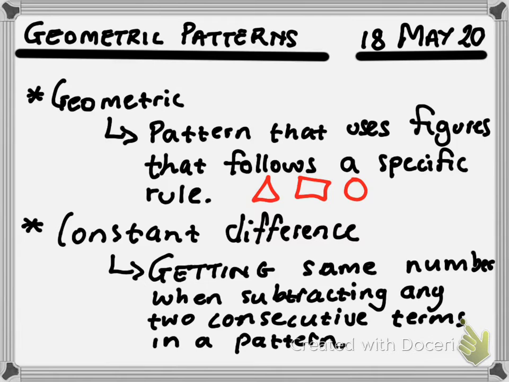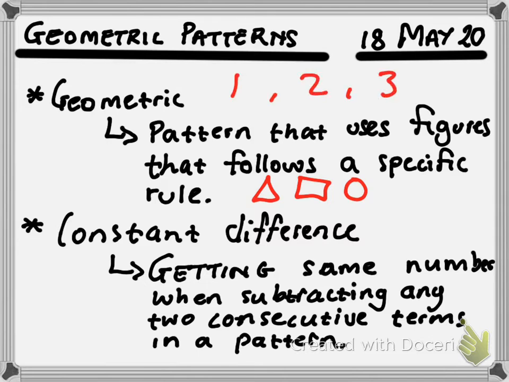So a constant difference, obviously, constant means something that is not changing, and difference is the answer when you subtract two numbers, right? So a constant difference, the whole term means that you're getting the same number when subtracting any two consecutive terms in a pattern. So for example, let's say your pattern was 1, 2, 3, 1, 2, 3.